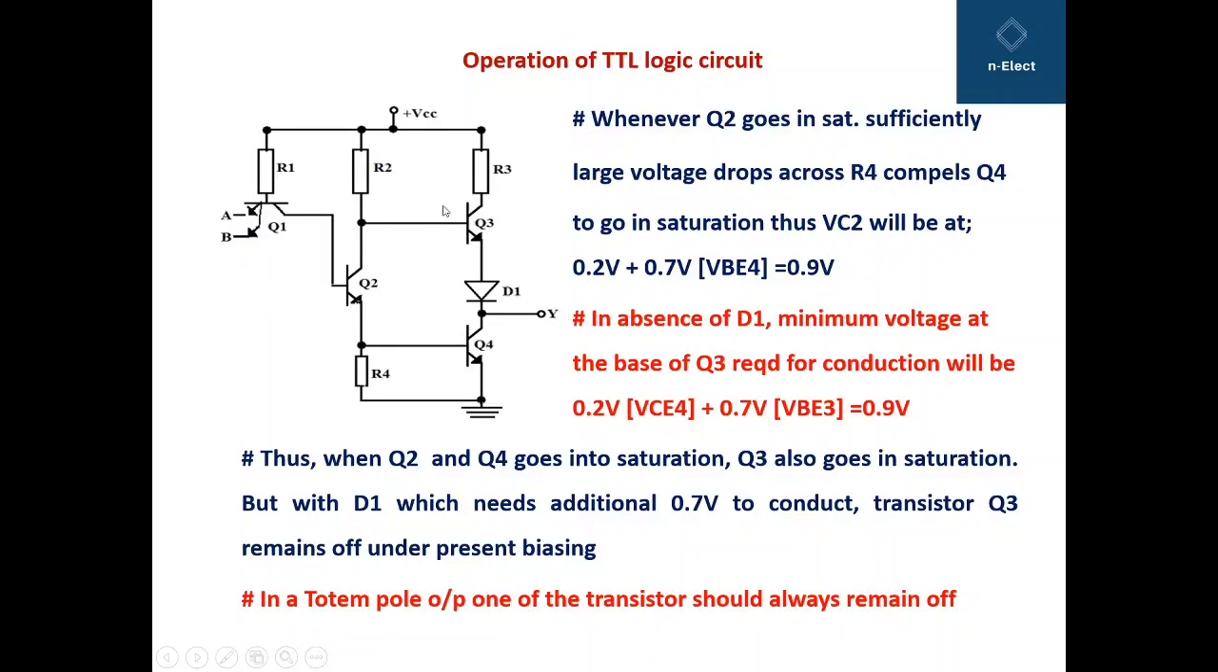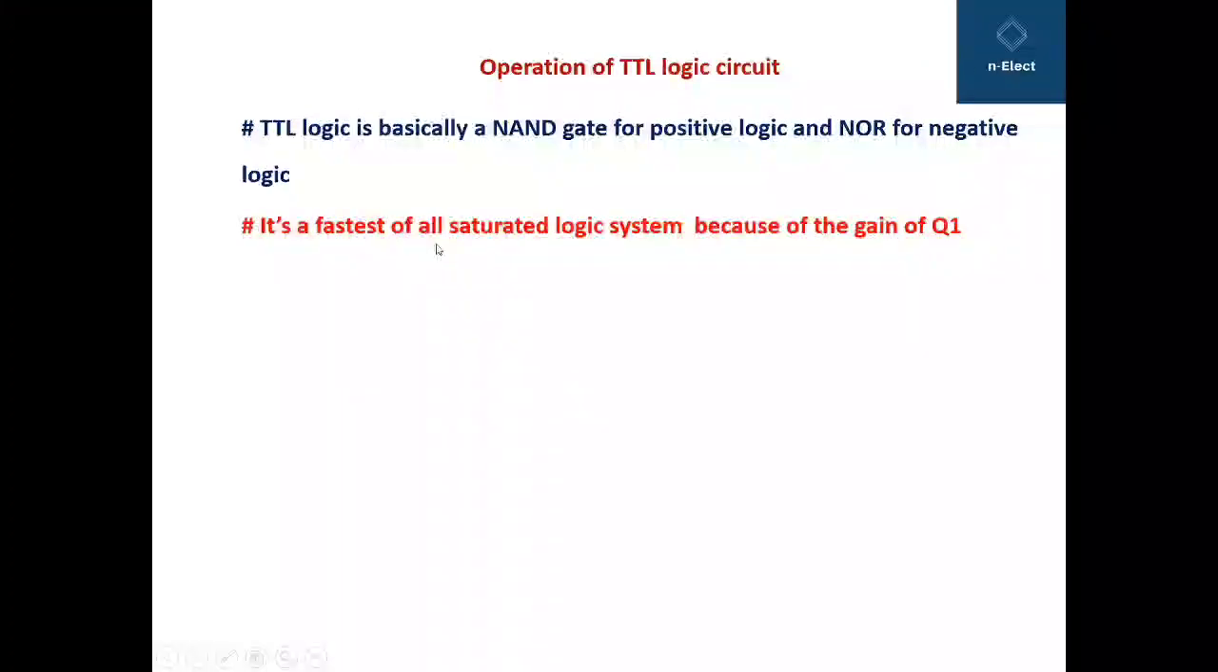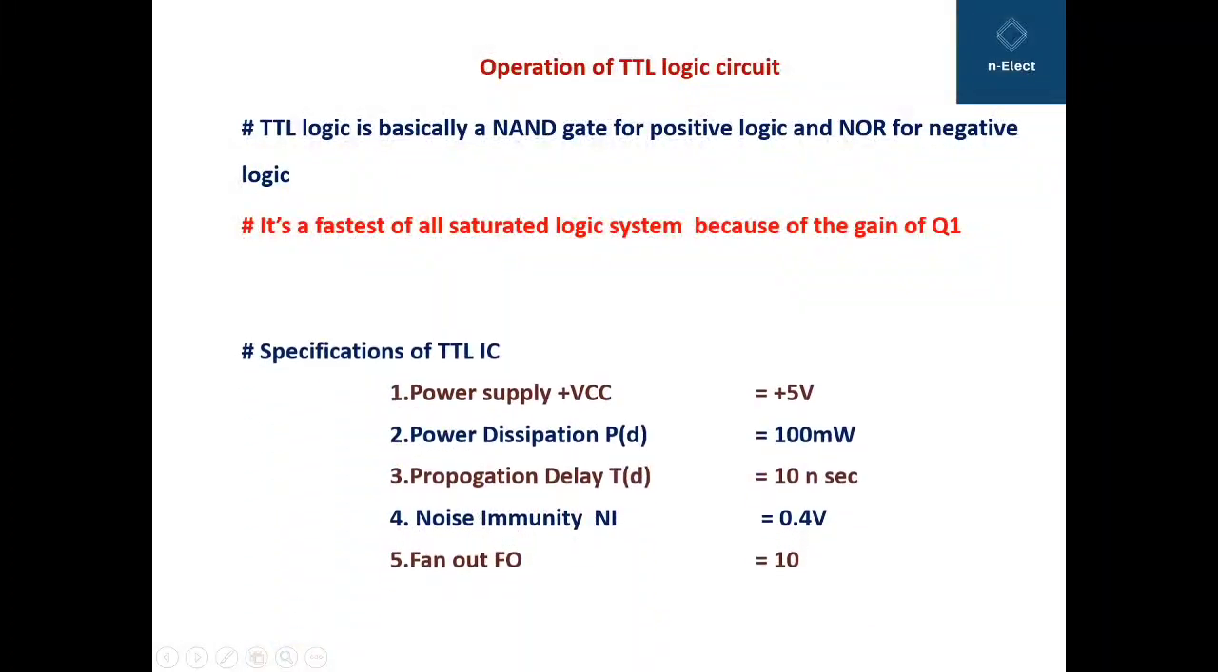And such a type of arrangement is called a totem pole arrangement, and the output under this situation is called a totem pole output. In a totem pole output, one of the transistors should always remain off, and this is the condition to be maintained for totem pole. TTL logic is basically a NAND gate for positive logic and NOR gate for negative logic, as we have seen in case of DTL logic. It is the fastest of all saturated logic systems because of the gain of Q1. Gain of the transistor means output divided by input ratio.